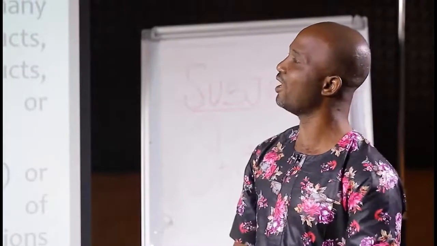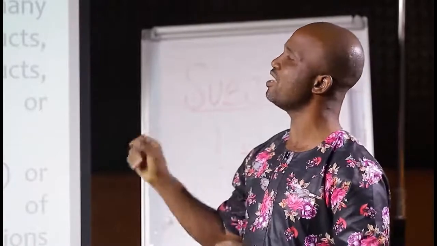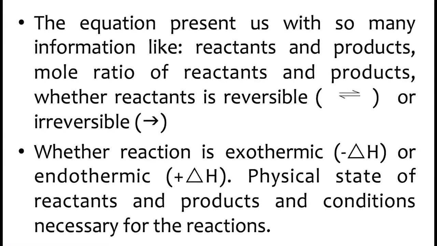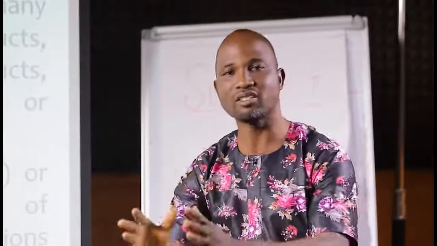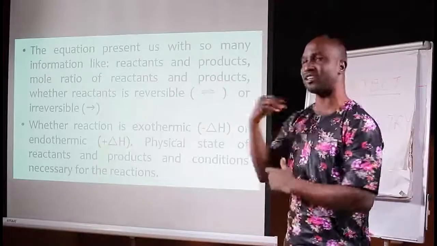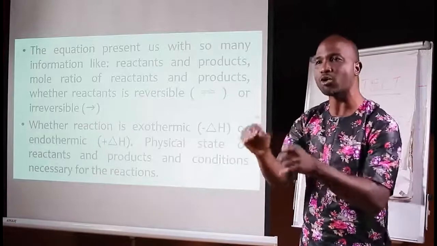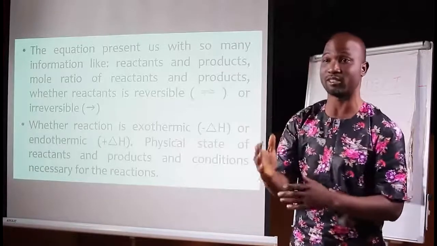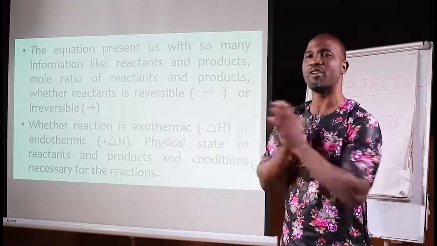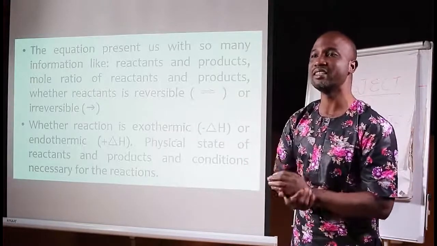Now, the equation represents so much information. It tells us a lot of things, and some of the information include reactant and product. For instance, in the formation of water, you know that the reactants are hydrogen and oxygen, and the product is eventually water. Then it also tells us whether the reaction is reversible or irreversible. The type of arrow in the equation tells you whether the reaction is reversible. For instance, two half-headed arrows, one pointing forward and the other pointing backward, show that it's a reversible reaction. But if a reaction has only one arrow facing one direction, it means that the reaction is irreversible.